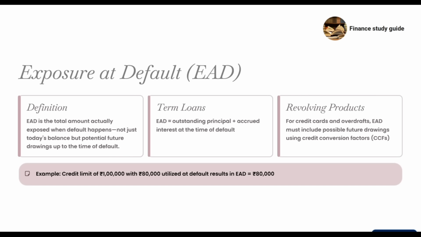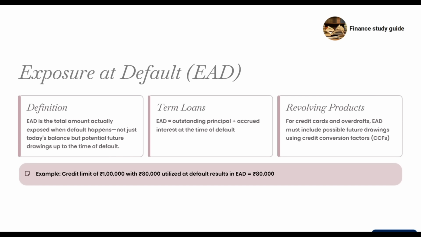Okay. Now let's look at the third parameter, which is exposure at default, or EAD. EAD is the amount that is actually exposed when default happens, not just today's balance. For example, for a term loan, EAD is outstanding principal plus accrued interest at default. For revolving products like credit cards or overdrafts, EAD must include possible future drawings up to the time of default. Example, if the credit limit is 1 lakh rupees and utilized at default is 80,000 rupees, then EAD equals 80,000 rupees.